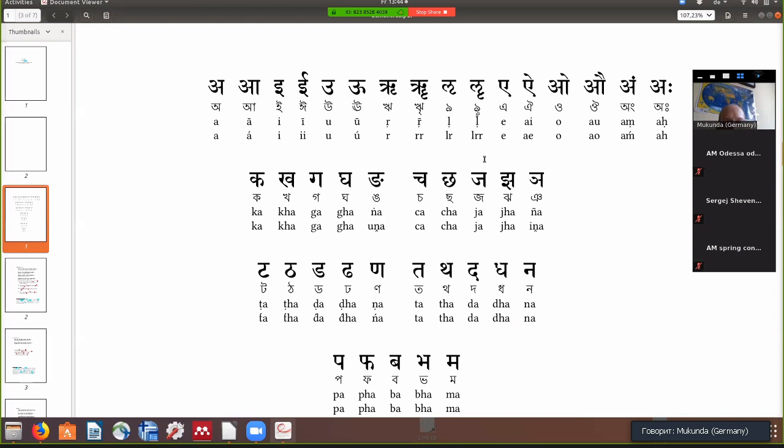We can further split that up from a to ri. These are considered like the single vowels.